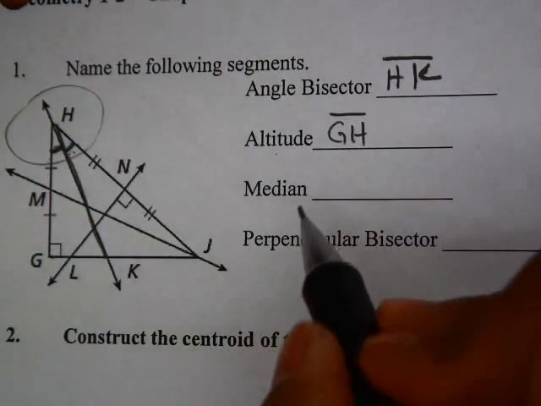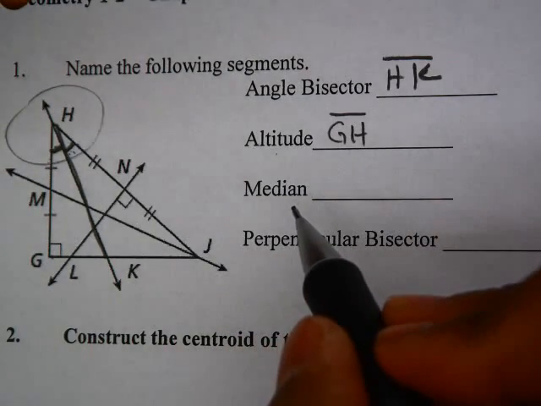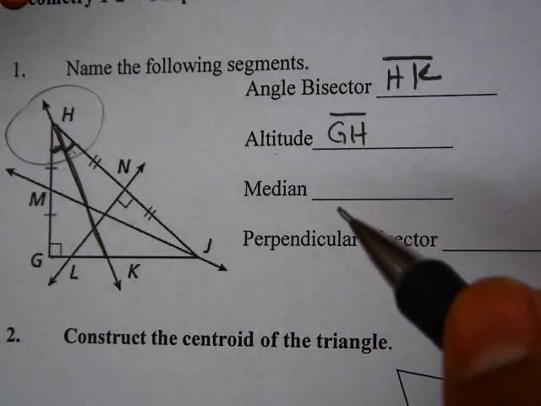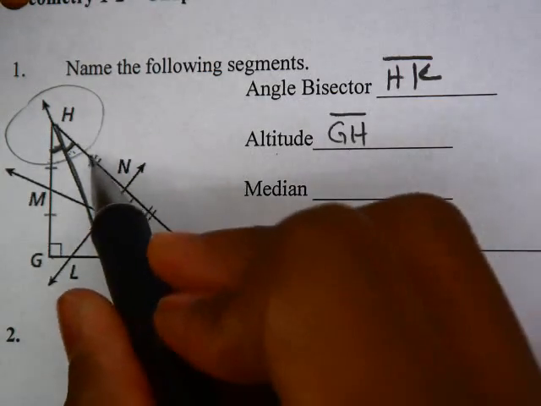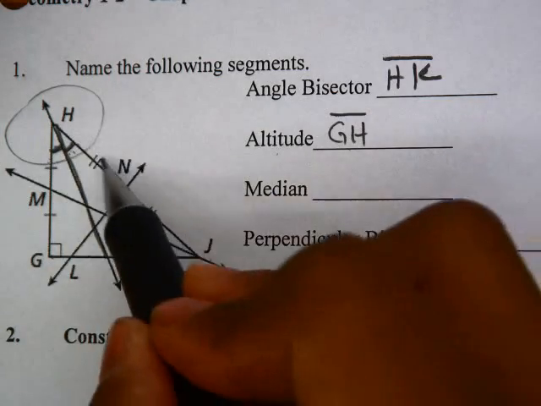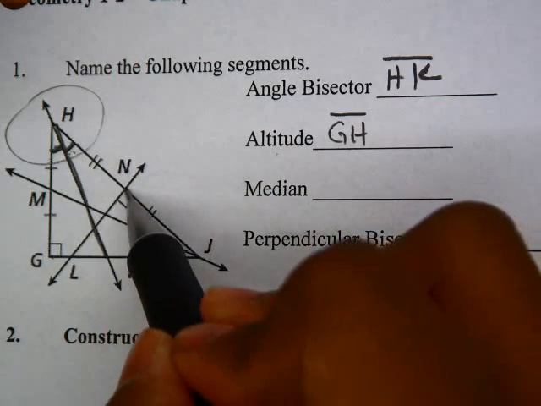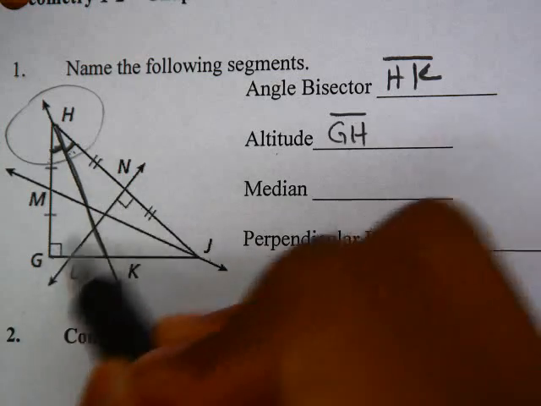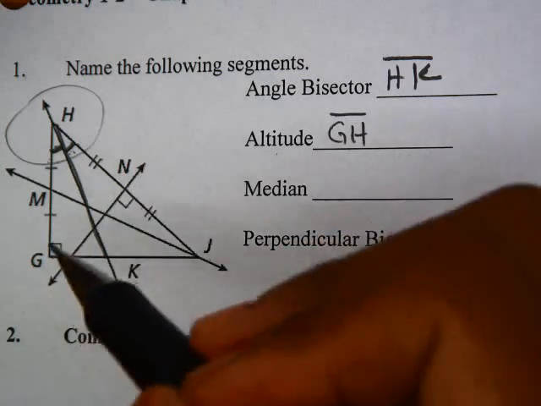A median connects a midpoint to an angle or a vertex. So I could start here. N is the midpoint of this side because it gets bisected, these marks here, but it doesn't get connected to the opposite corner, opposite angle G. So that's not a median.